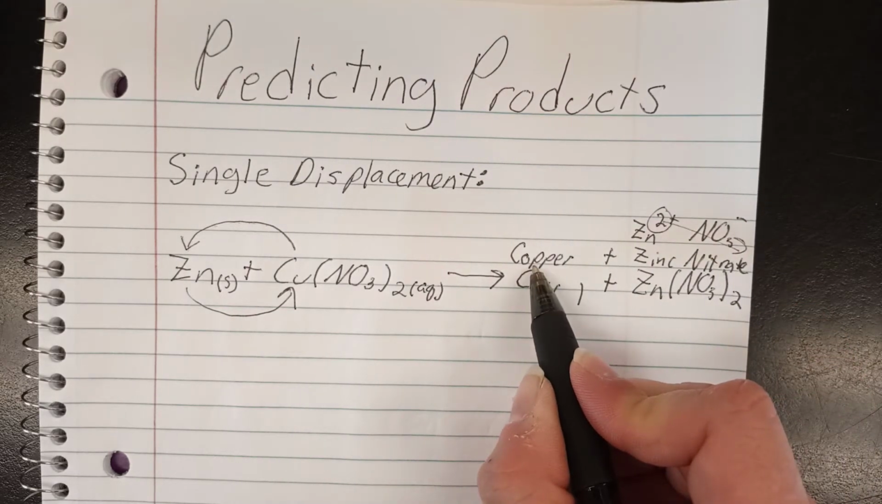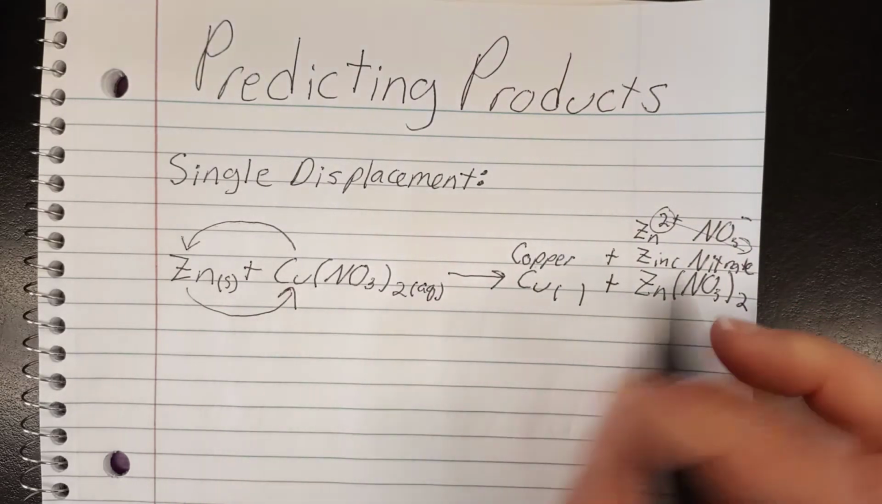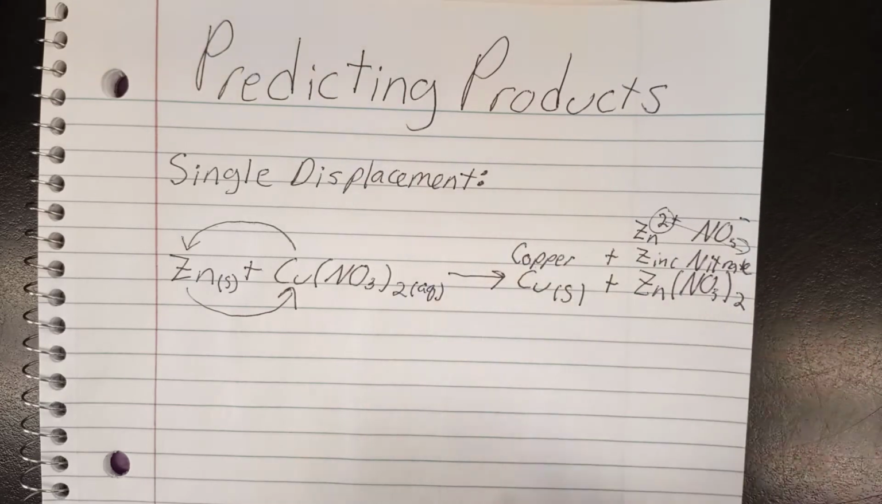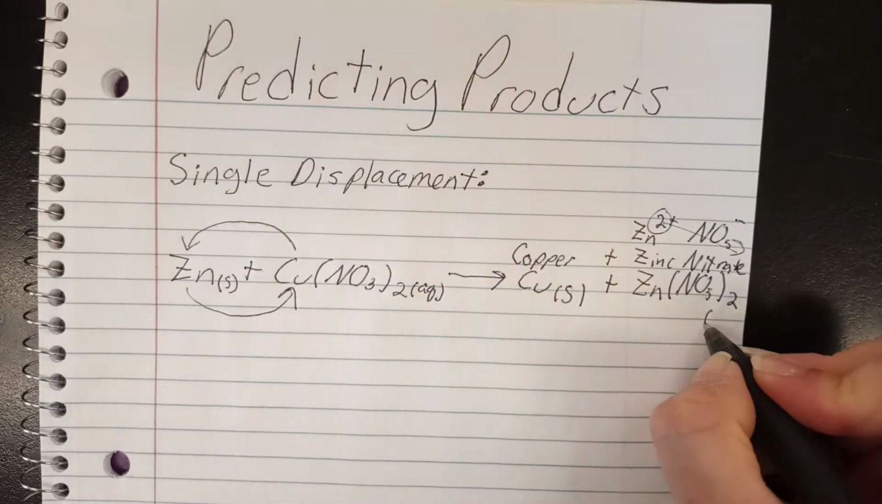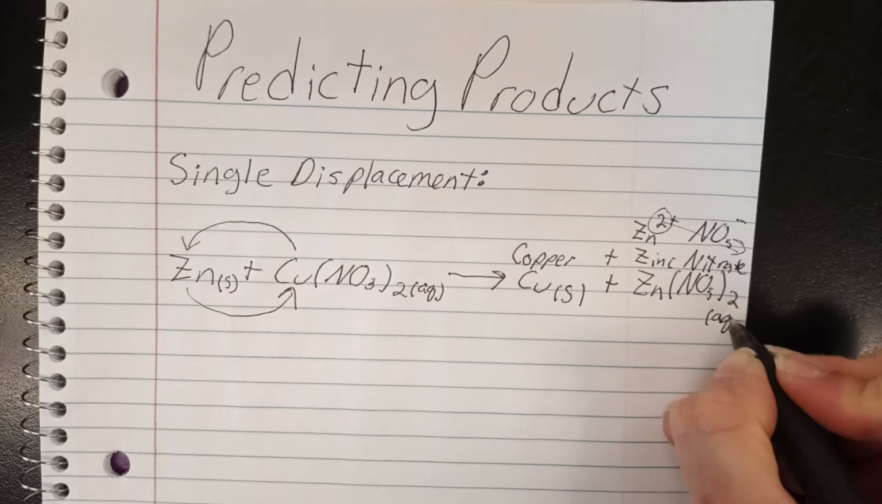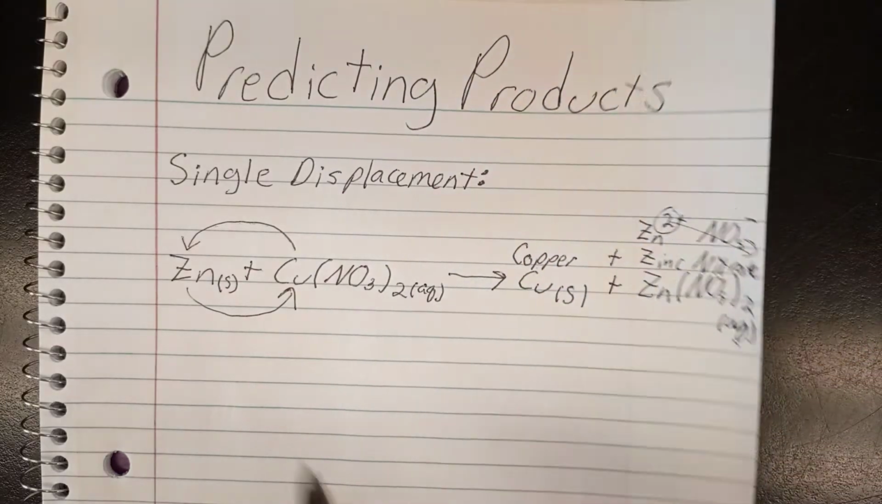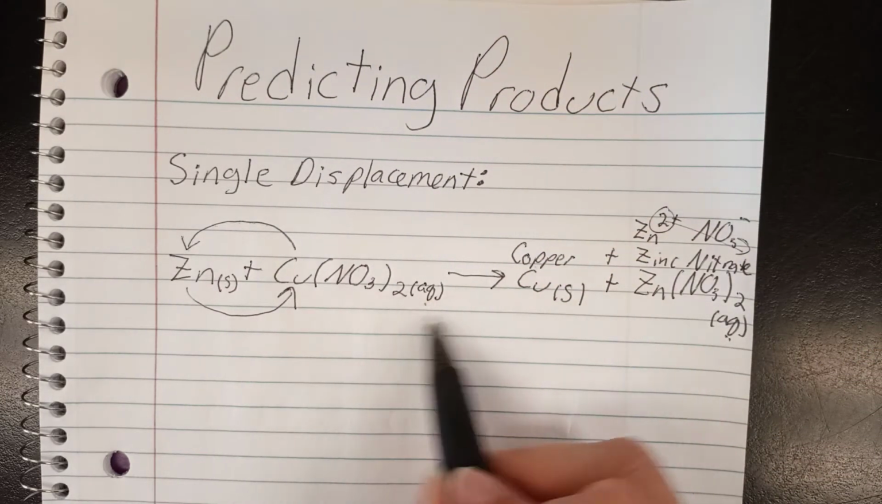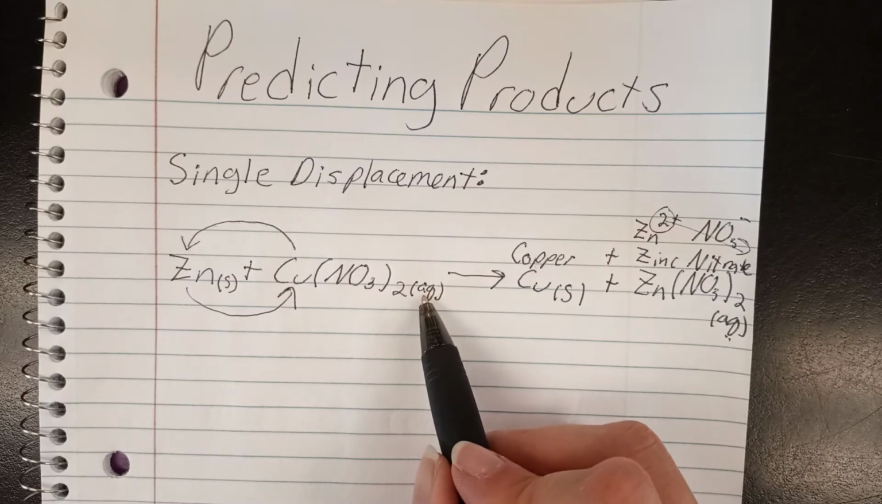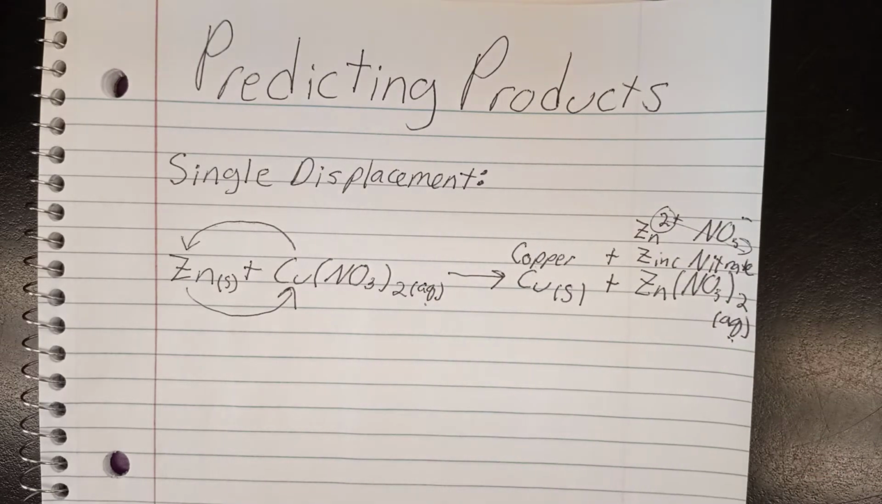Now I'm going to need phase labels. Copper's a metal, right? That's what happens in these single displacement reactions, I end up with a new metal hanging out here. And then we're just going to assume that this compound is aqueous. There was plenty of water available because I had this as an aqueous solution, so my zinc nitrate is probably going to be aqueous as well. Then we could balance that, but if you go through and check, you'll find this one balances all on its own.